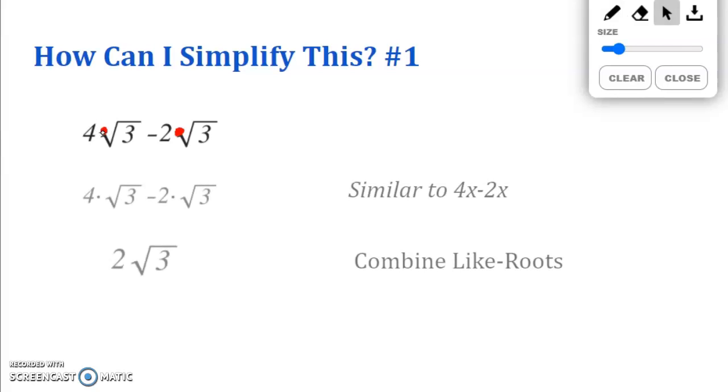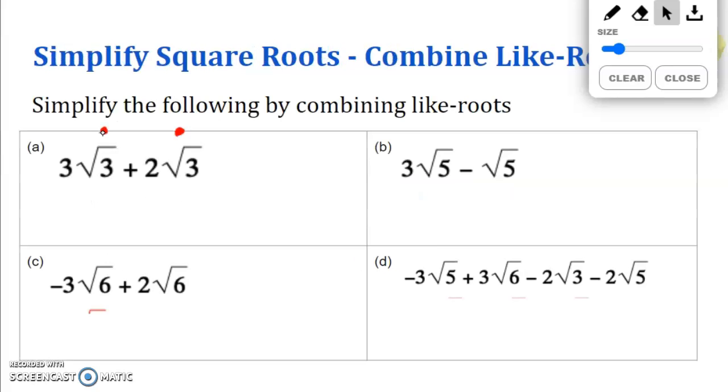So this just becomes 4 root 3 minus 2 lots of root 3. But this is really similar to 4x minus 2x, because root 3 and root 3 are like terms, because they actually represent exactly the same value. So you're saying 4 lots of root 3 take away 2 lots of root 3. So 4 minus 2 is 2, so you'll have remaining 2 lots of root 3, or 2 root 3. This is by combining like roots. So see if you can do these problems.